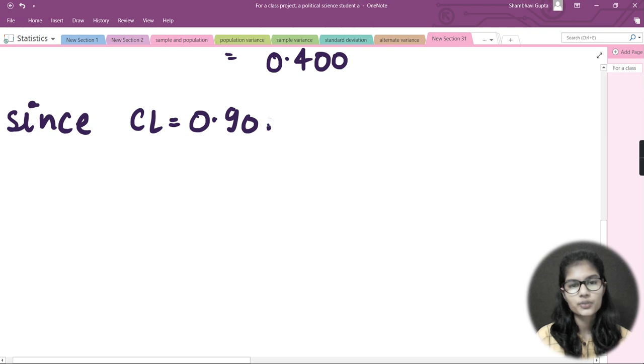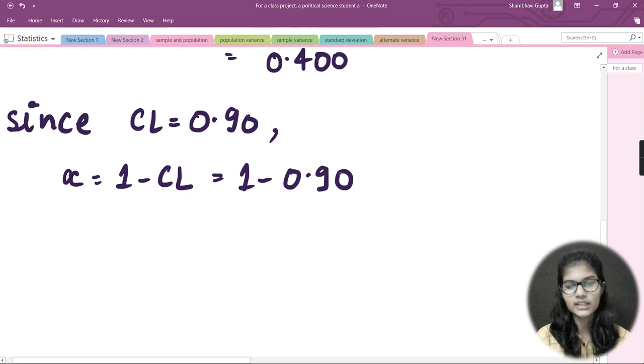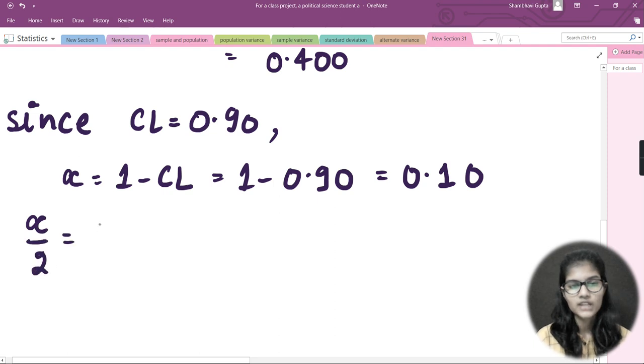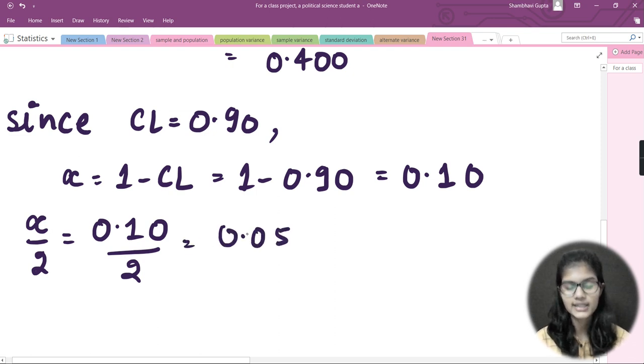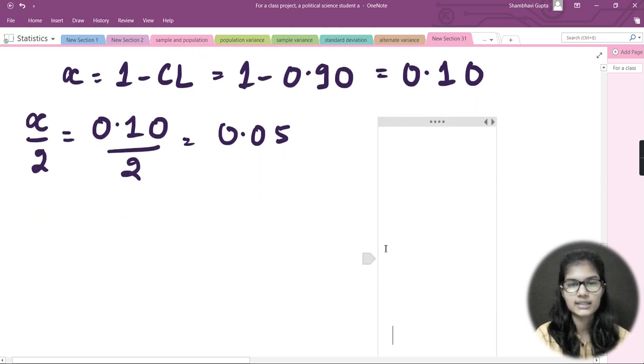So I would just put a comma here and write alpha is equal to 1 minus CL, right? So 1 minus 0.90 will result in the answer 0.10. So 0.10 is my value for alpha. And if I want to find alpha by 2, that would be 0.10 divided by 2, so from here I get the answer as 0.05, right? Fine. So these are the values I get as an answer.